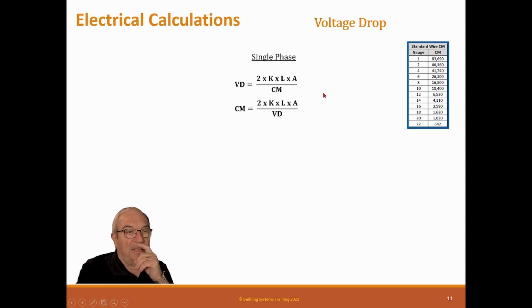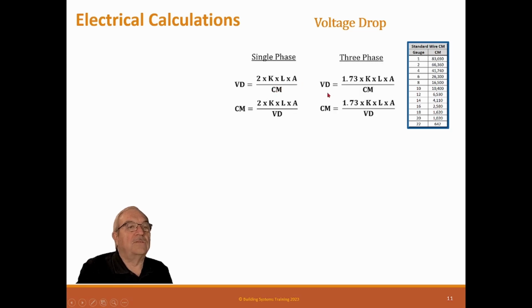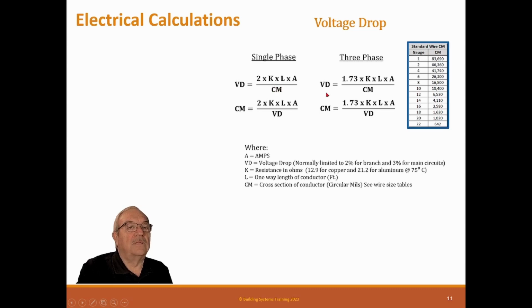So the voltage drop equals 2 times K times L times A over circular mils. K is the resistance in ohms, and it's 12.9 for copper and 21.2 for aluminum wire. These are standard factors, K factors, so you'll use 12.9 for copper. Hopefully you're not using any aluminum wire anymore. The reason we don't use aluminum is because it expands and contracts so much that the bolted connections become loose. Copper can do the same thing, but not like aluminum. So anyway, that's a K factor.